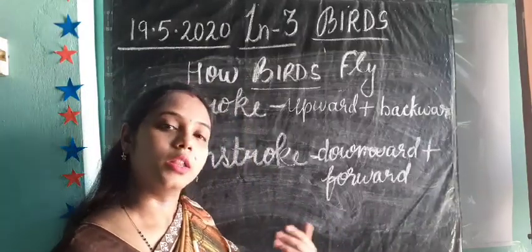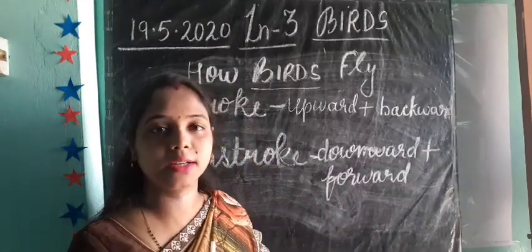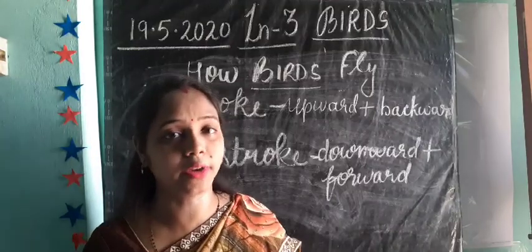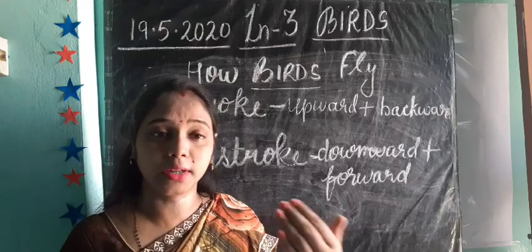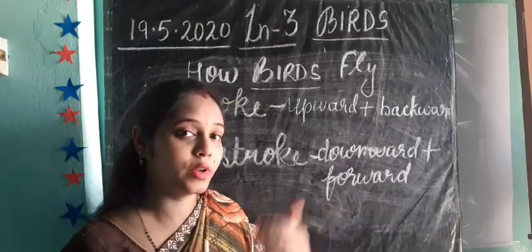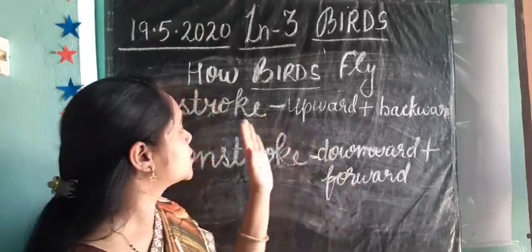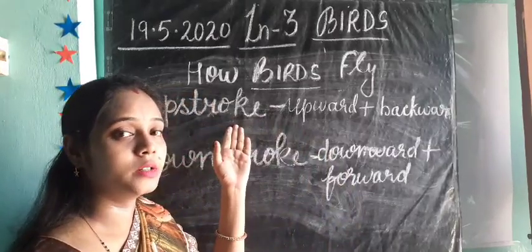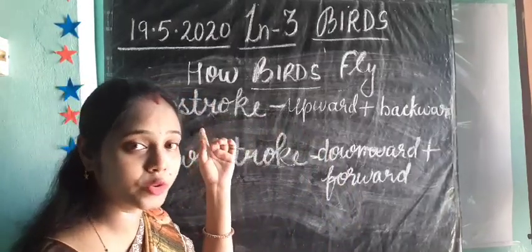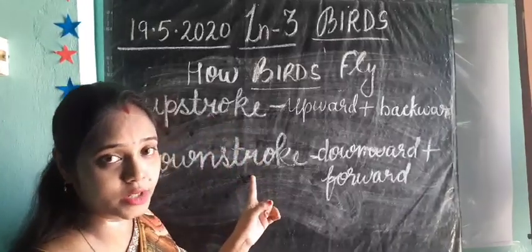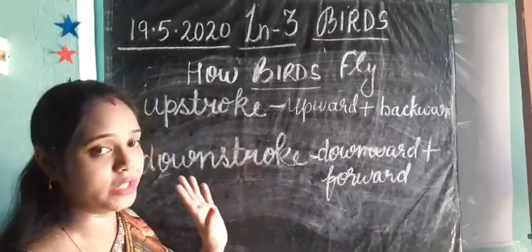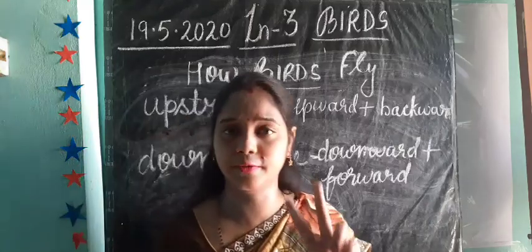How do the birds fly? Answer you will give. That's simple in one sentence: birds fly with the help of wings. But now you are in third class, so the answer will be in detail. How do birds fly? The birds fly with two movements, upstroke movement and the downstroke movement. With the help of these two movements, the birds fly.